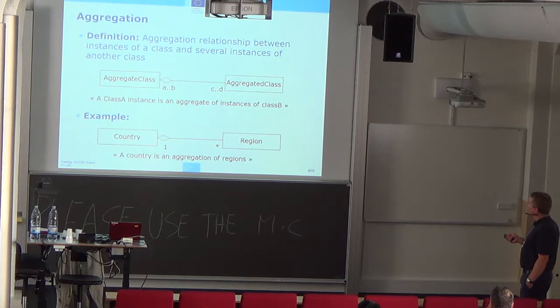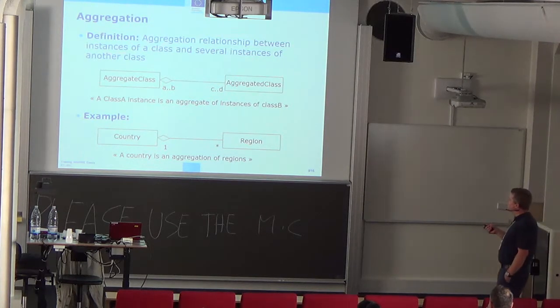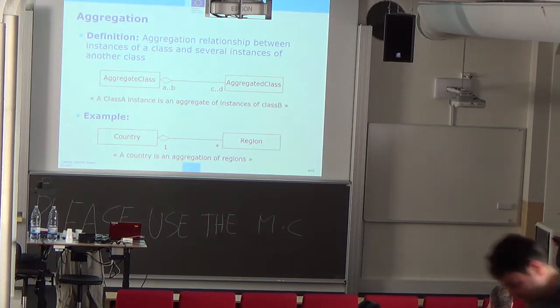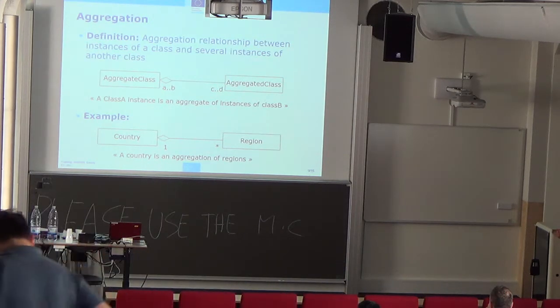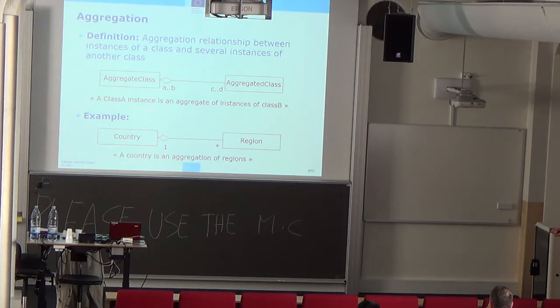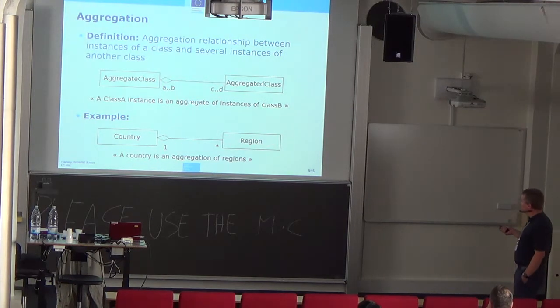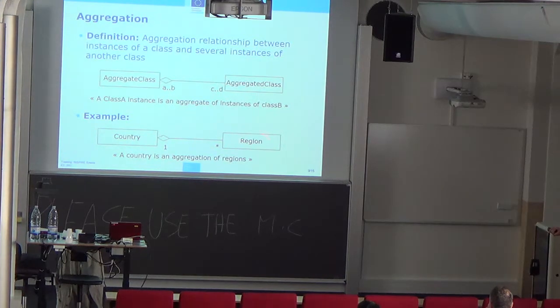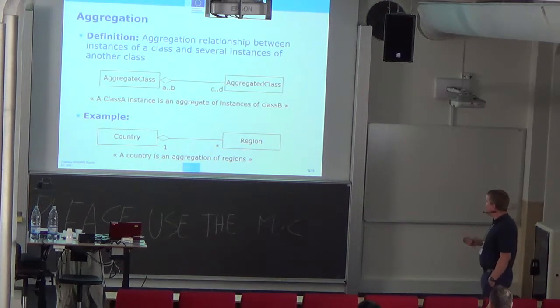Okay. Aggregation is also something which is very useful. Aggregation is a relationship between instances of a class and several instances of another class. So in this case we have class A, whose instance is an aggregate of instances of class B. For example, if you have country and regions, a country is an aggregation, so a country can have more regions, and each region belongs to one country. So this is a very simple aggregation relationship.